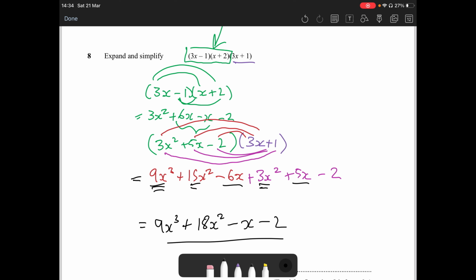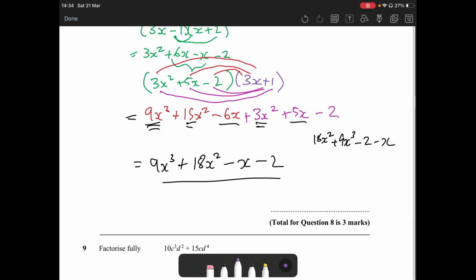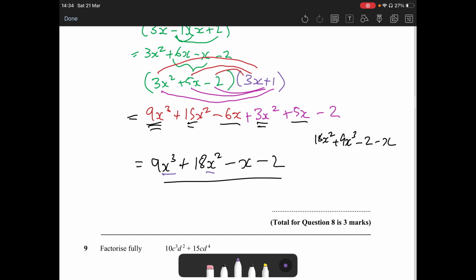9, yeah, perfect. I got it spot on. It's good. Now, if you did write these in a different order, that's fine. What I mean is that if you wrote 18x squared plus 9x cubed, minus 2 minus x, yes, that's fine. But most mathematicians like to put these in decreasing powers of x.